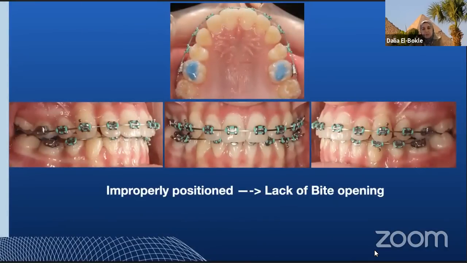Another case that was referred to me from abroad. This patient came to me. It was an extraction case, as you can see, and the previous orthodontist had placed a white turbo on the upper molars, but she had a deep bite to start with. So always try to avoid placing a posterior bite turbo in a deep bite case, or you will never be able to correct the deep bite.